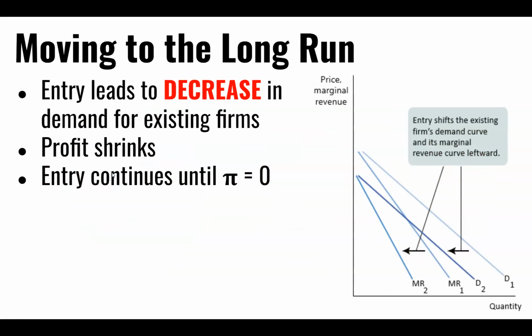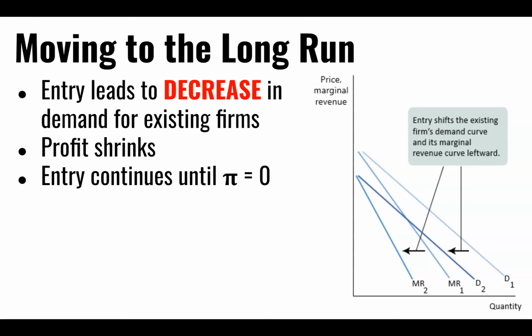That means then that the demand curve for existing firms in the long run will shift to the left. There will be less demand for their product because there's a more suitable alternative for some customers. So the demand and marginal revenue curves will shift left. Entry of firms leads to a demand decrease for existing firms. And as it shifts to the left, it's going to cause their profits to drop.